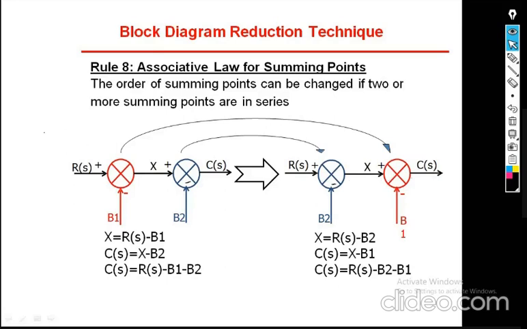Suppose, for example, 3 plus 4 plus 2 is equal to 9. In the same way, 2 plus 3 plus 4 is once again 9. Both are the same. So r plus b1 plus b2 is the same as r plus b2 plus b1, however you add them, there will not be any change. So no need of going with any additional change. So even if you move the summing points from one side to the other, there is no problem.